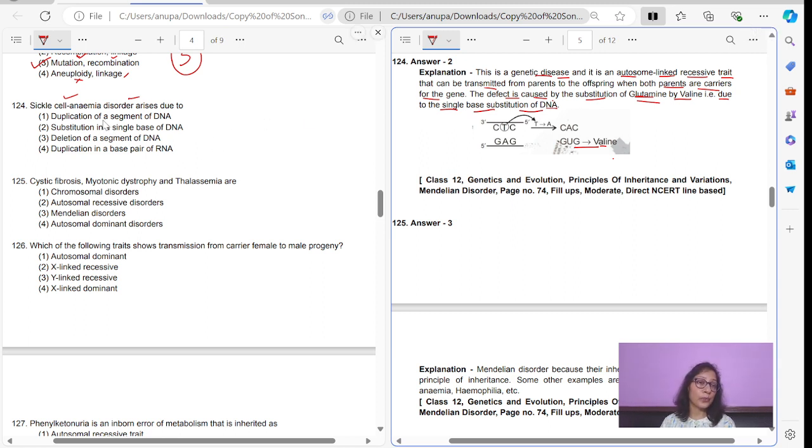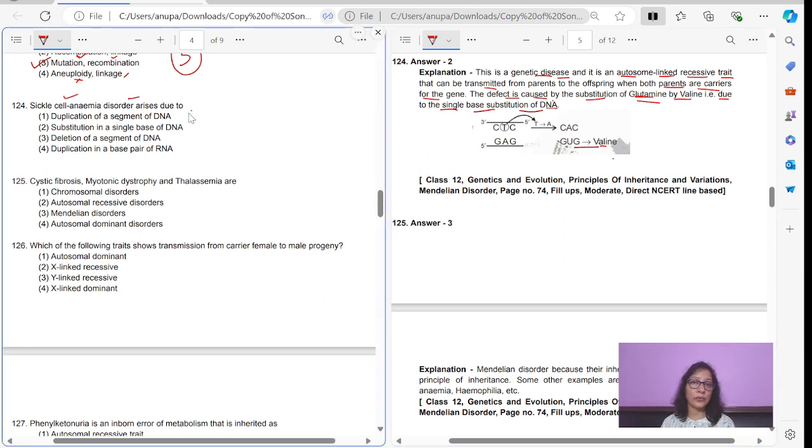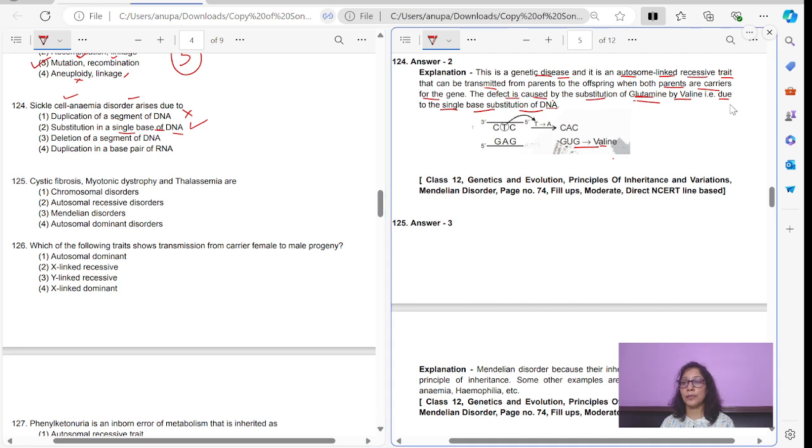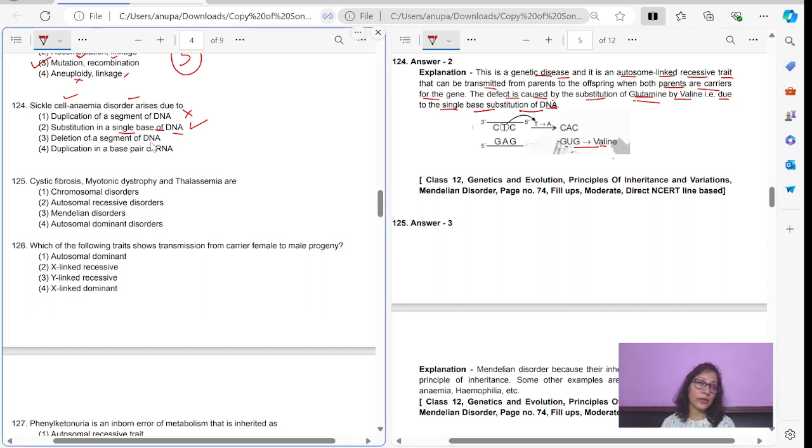The options are: duplication of a segment of DNA. No, this is not right. Substitution in a single base of DNA. Yes, this is right. Here we have explained that glutamic acid is substituted by valine, which means a single base substitution takes place in DNA. Third option is deletion of a segment of DNA. This is not right. Duplication in a base pair of RNA. This is also not right. So the correct option for this question will be option number 2.